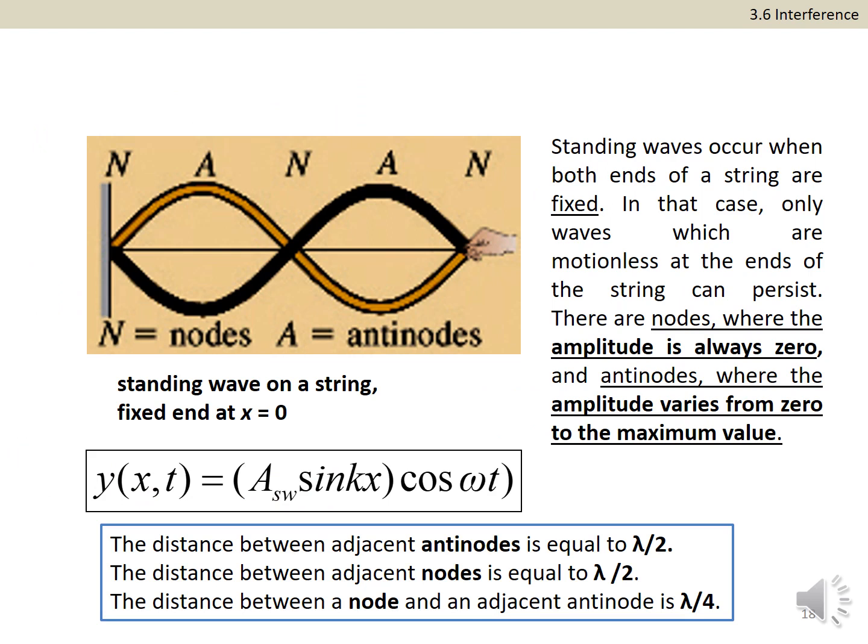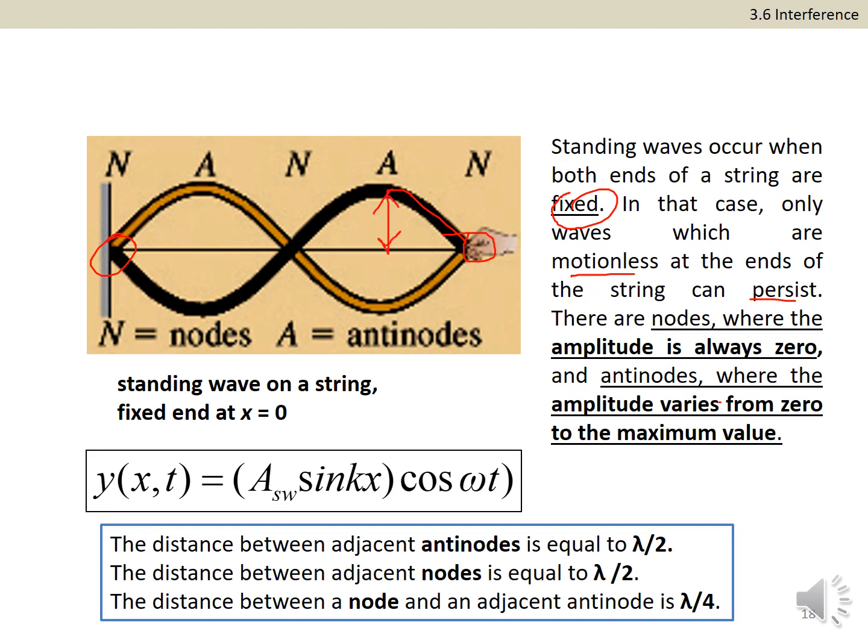Standing wave occurs when both ends of a string are fixed. In that case, only waves which are motionless at the ends can persist. There are nodes, where the amplitude is always 0, and antinodes, where the amplitude varies from 0 to the maximum value.